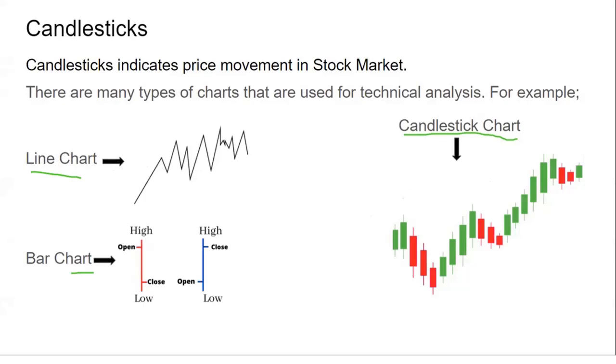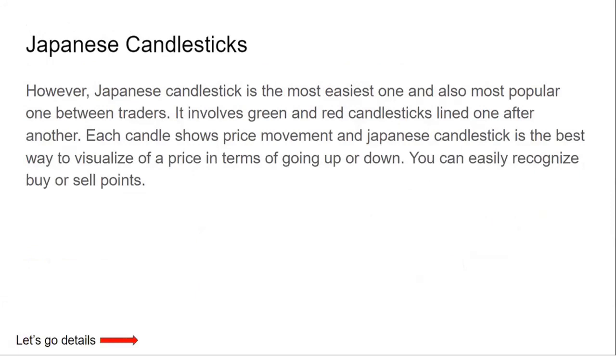Let's go through candlesticks. The most common one is the Japanese candlestick. Japanese candlestick is the easiest one and also the most popular one among traders. It involves green and red candlesticks lined up one after another. Each candle shows price movement, and the Japanese candlestick is the best way to visualize price in terms of the market going up or down. And you can easily recognize buy points or sell points.